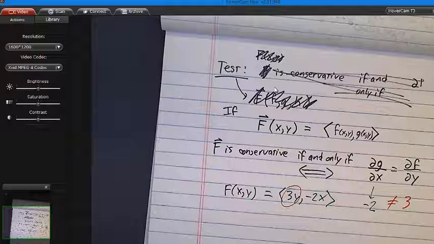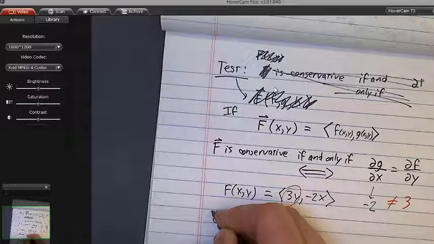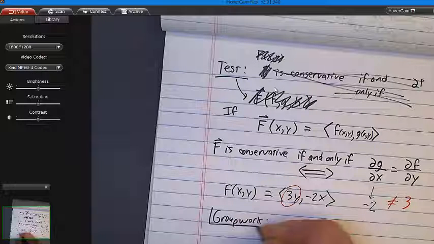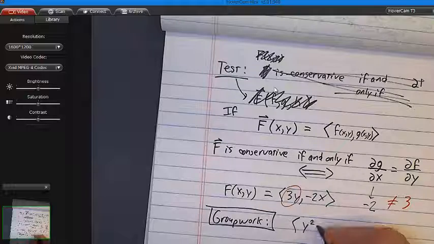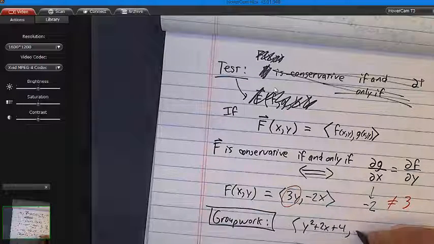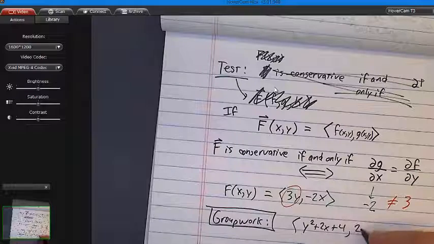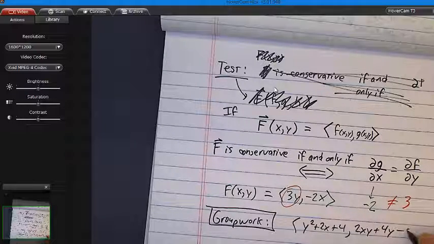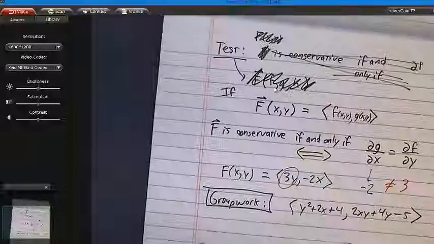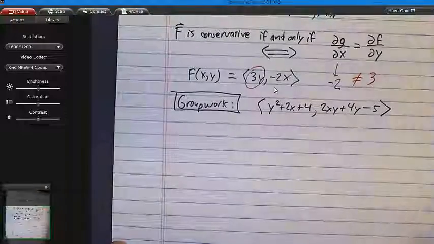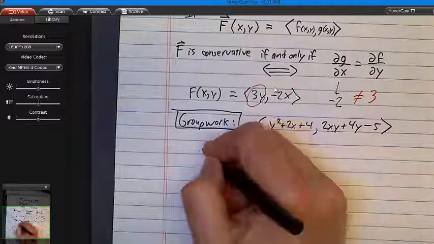Whereas, what about the group work? On the group work, we had y squared plus 2x plus 4, and then we had 2xy plus 4y minus 5. So what you might do when you're doing homework and trying to say, hey, is it conservative or not? Do the test.